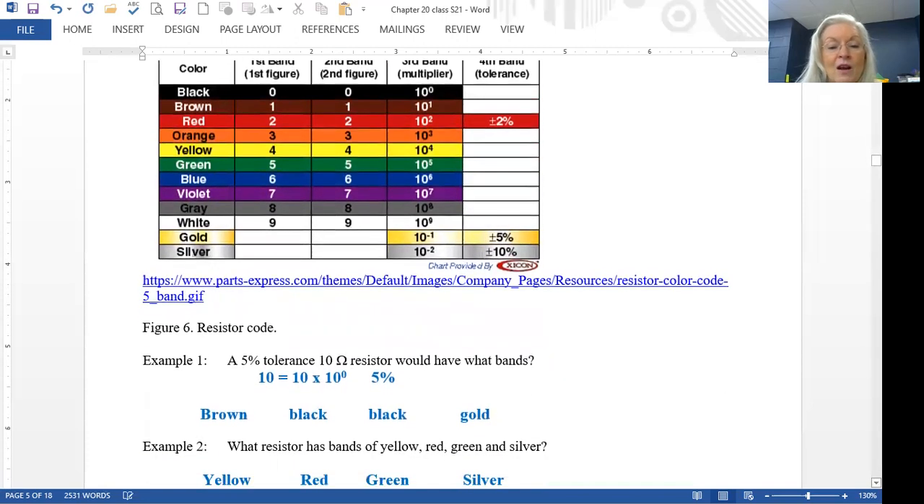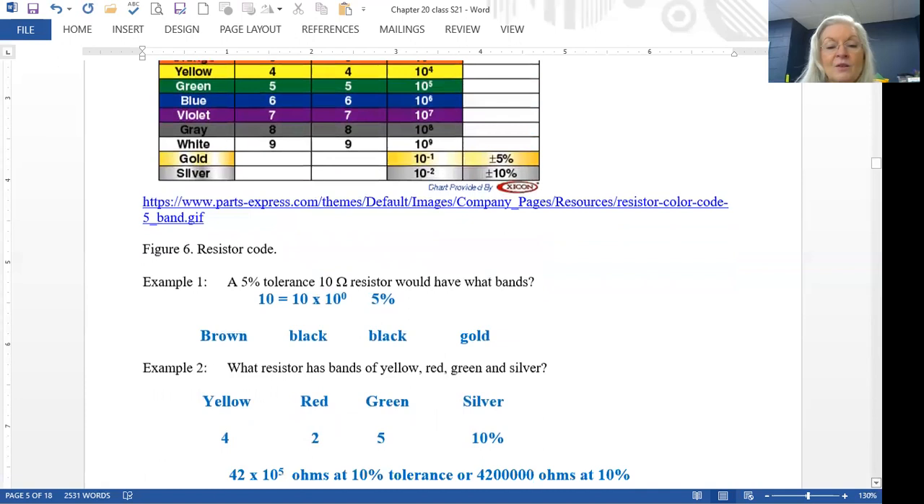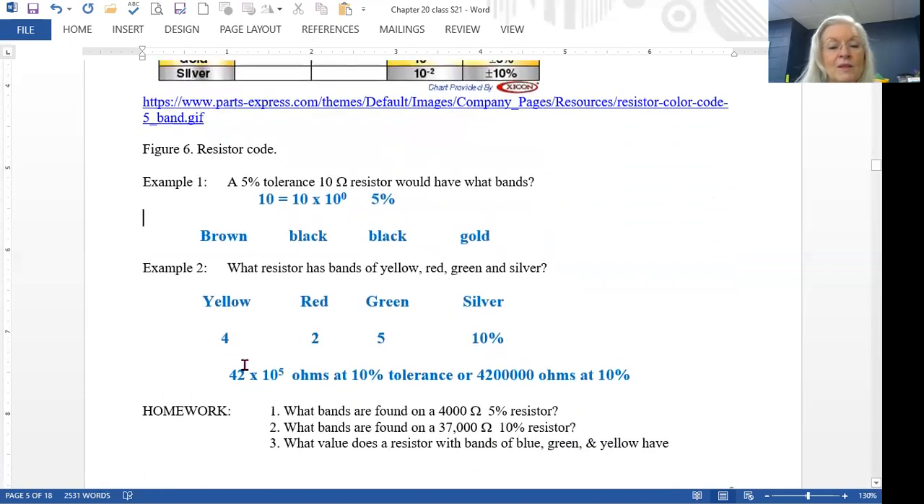Suppose we want to know about our resistor with bands of yellow, red, green, and silver. So yellow corresponds to 4, red corresponds to 2, green is 5, and silver is 10%. So we have our 4, our 2, our 5, and our 10%. To turn that into a value, the first two numbers give us the first two numbers. So this is 42, and then times 10 raised to the last digit, that's a 5, so 10 to the 5th, and that would be in ohms, and that would be a 10% tolerance.